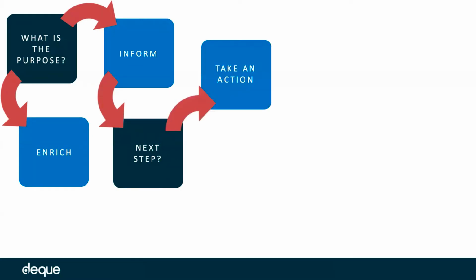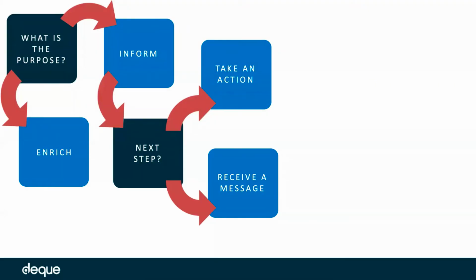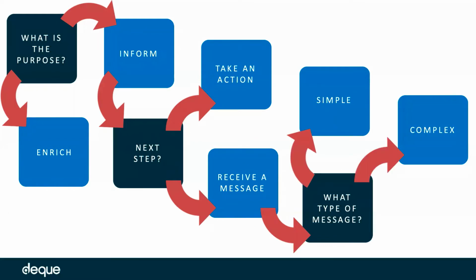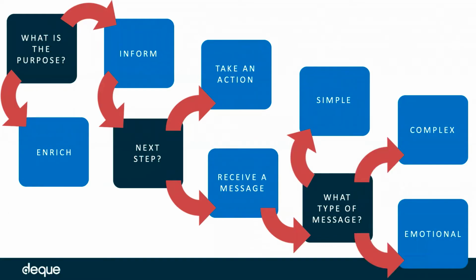And then I want to ask myself, what is the next step? What is the step I want to have the user take? Are they going to take an action, right? So you can see images that are buttons or links, right? Or are you just delivering a message? So you just want your user to receive it. And if you are sending a message, what type of message are you sending? Is it simple, complex, or emotional?